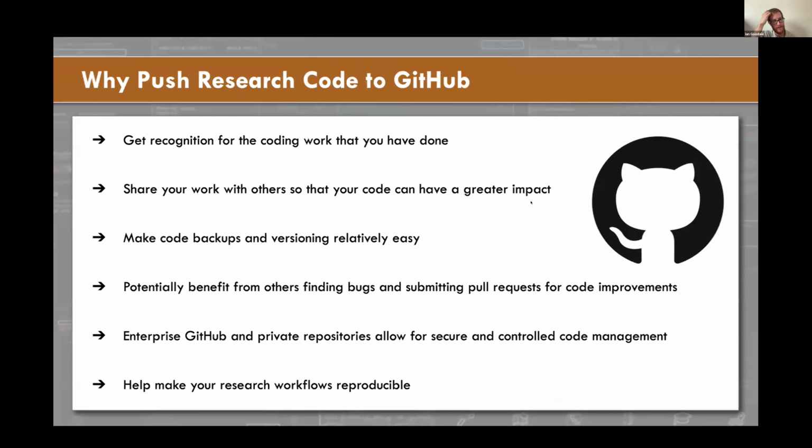Okay, so why push research code to GitHub? One big one that I touched on earlier is you can get recognition for the coding work that you've done. Share your work with others so that your code can have a greater impact. Make backups and relatively easily manage the versions of your code. Again, it makes it really easy, especially if you have a breaking change or something, to roll back and go back to an earlier version.